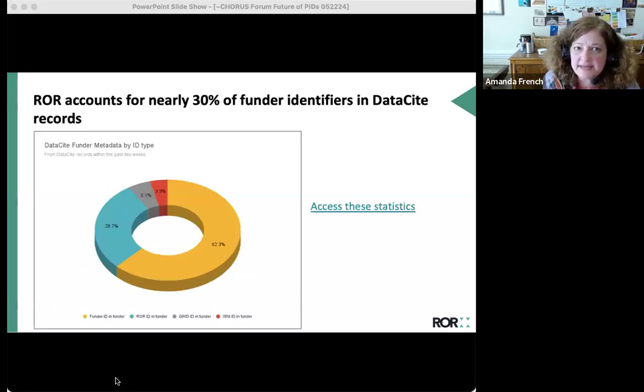The DataCite API makes it possible to see which identifiers are being used for which cases, which is really wonderful. And ROAR is already accounting for nearly 30% of funder identifiers in DataCite. As you can see, obviously, the funder ID, formerly FundRef, accounts for the majority of funder identifiers. And then a few systems are still using GRID. I think those are primarily Figshare installations. And then a few are using ISNI, but ROAR is definitely increasing its share.